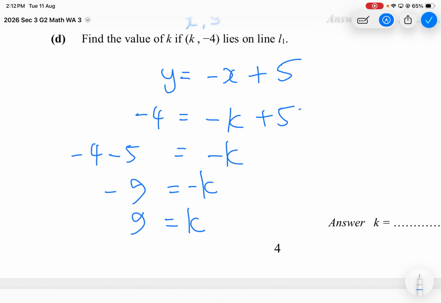Don't be too in a rush to put your unknown on the left hand side. Leave it on the right. Cannot? Cannot. After I know what is k, then the last step only change the left and the right. It will save you so many mistakes. If you keep trying to put your unknown on the left, end up you will make more mistake. Just keep it on the right. So k equals to 9.